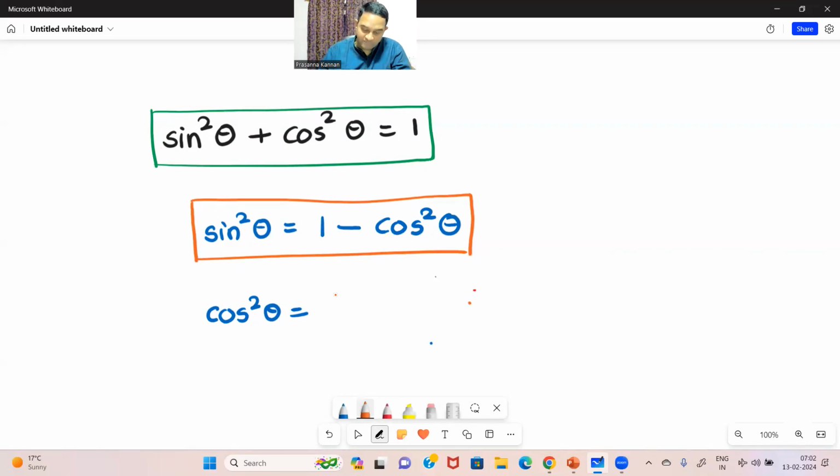Similarly, in some places you will have cos square theta, and you have to substitute it as something else. What do you do? 1 minus sine square theta. Very good. That's all.